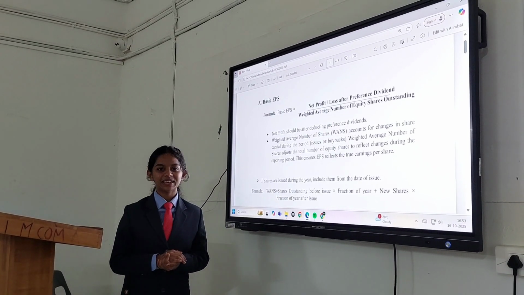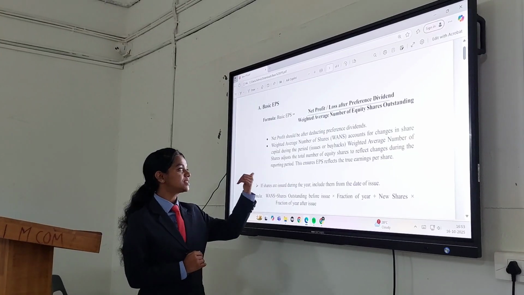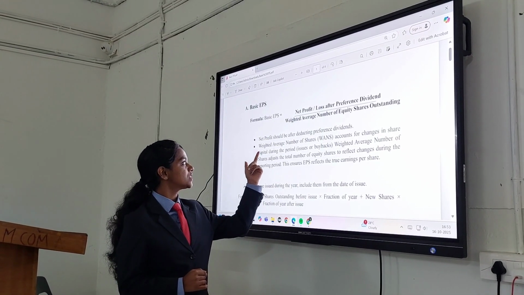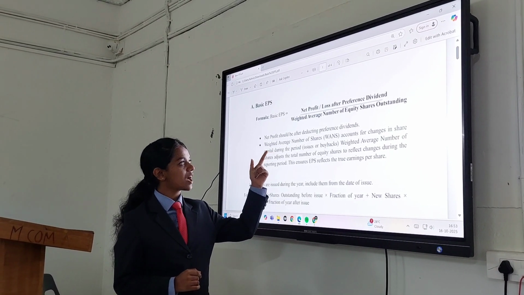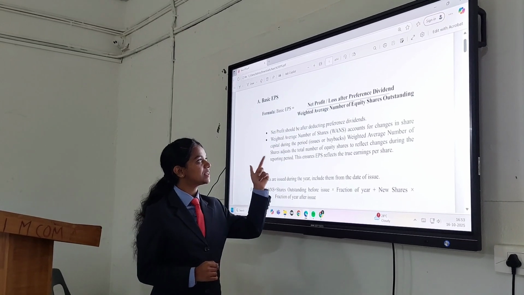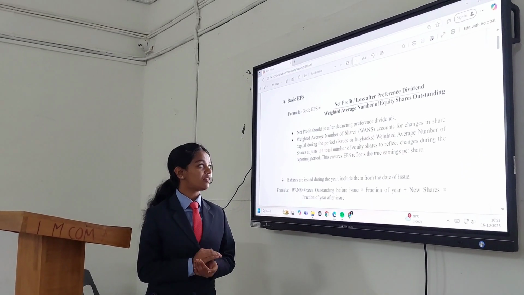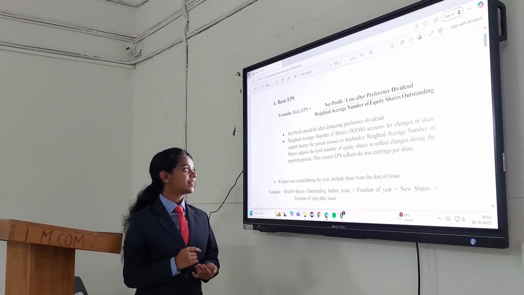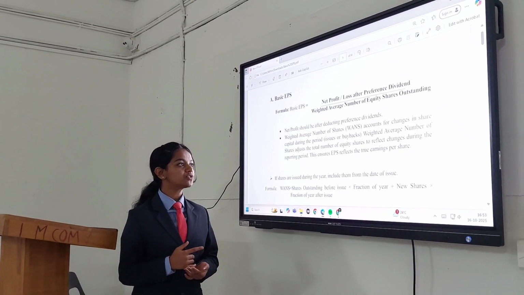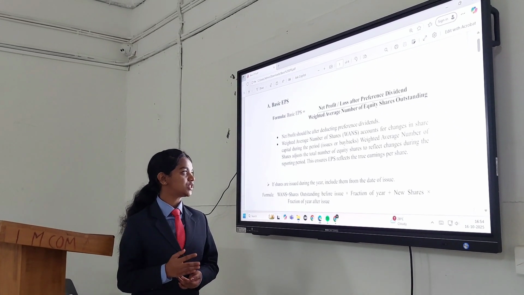Study how to calculate basic earnings per share. Here is the formula. Basic earnings per share is equal to net profit or loss after preference dividend divided by weighted average number of equity shares outstanding. The net profit should be after deducting preference dividend, and the weighted average number of shares accounts for the changes in share capital during the period.